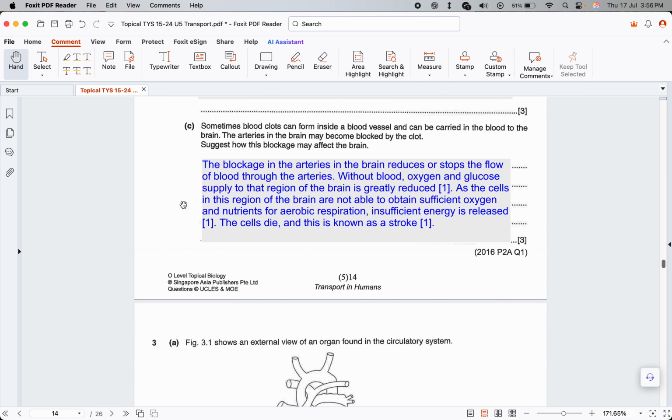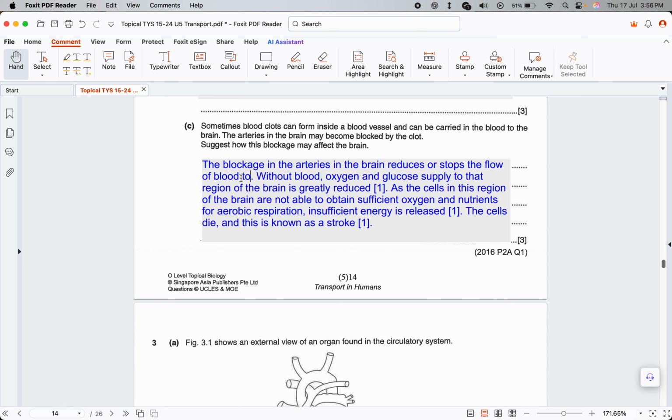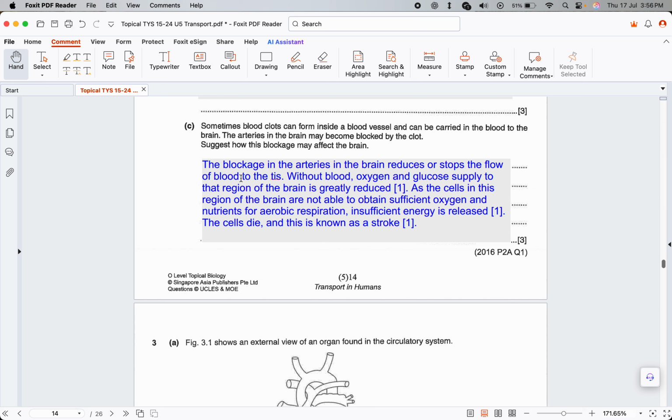Okay, sometimes blood clots can form inside a blood vessel and be carried in the blood to the brain. The arteries in the brain may become blocked by the clot. Suggest how this blockage may affect the brain. So the blockage in arteries in the brain reduces or stops the flow of blood through the arteries to the brain tissue.